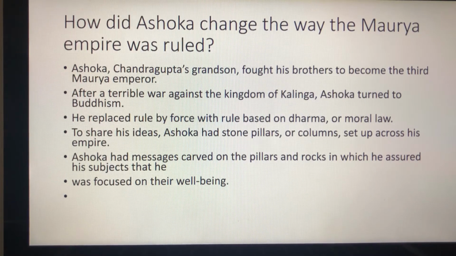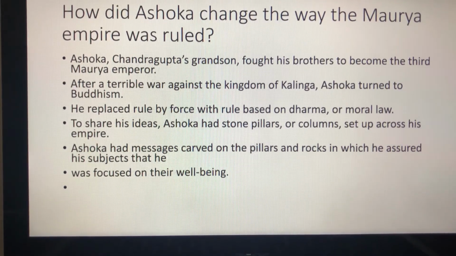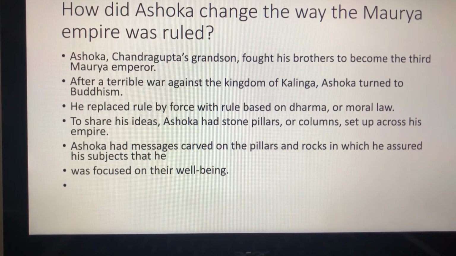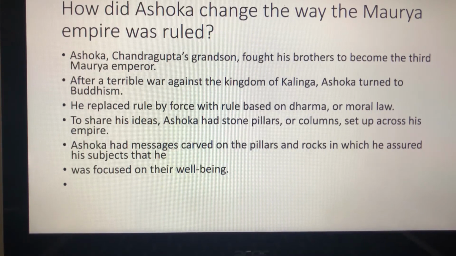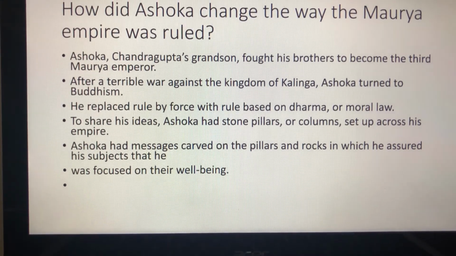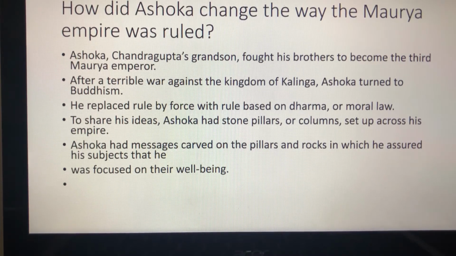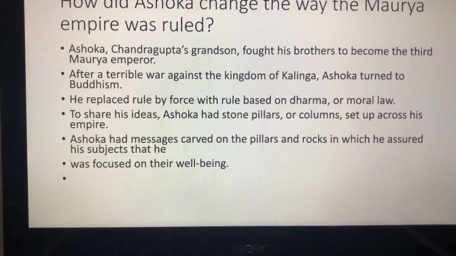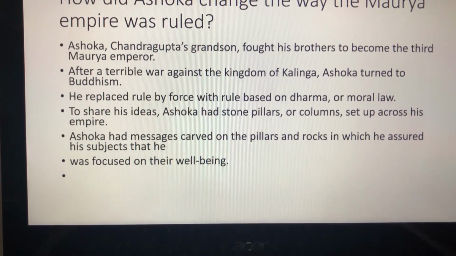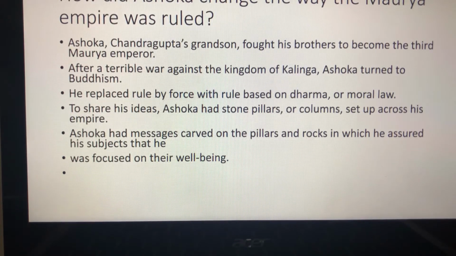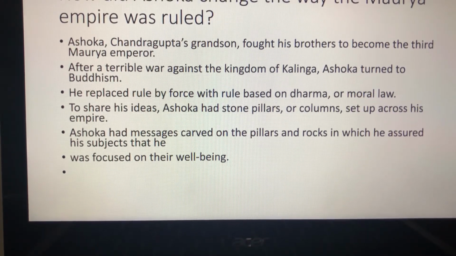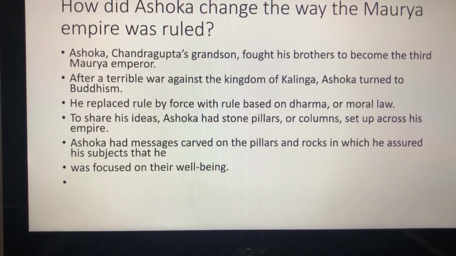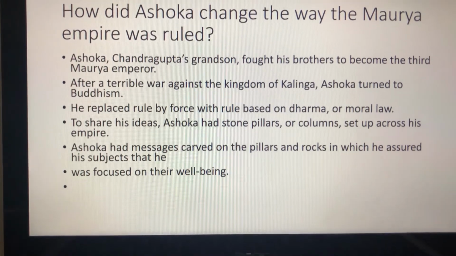After a terrible war against the kingdom of Kalinga, Ashoka turned to Buddhism. Again, he saw what war did to people. He did not want that to keep happening. So he replaced rule by force with rule based on dharma, or moral law, bringing in the principles of Buddhism. And then to share his ideas, Ashoka had stone pillars or columns set up across his empire. You can see an example of one on 417. On those, he carved messages assuring his subjects that he was focused on their well-being, that he believed in tolerance and peace, and that that is the kind of leader he wanted to be.